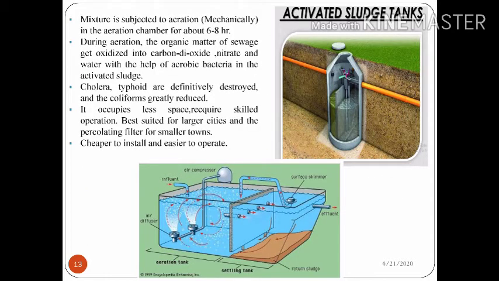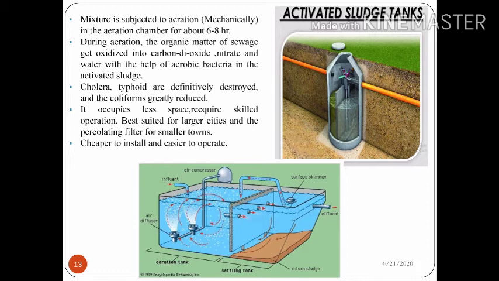The mixture is subjected to aeration in the aeration chamber for about 6 to 8 hours. The aeration is accompanied either by mechanical agitation or by forcing compressed air continuously from the bottom of the aeration tank. This latter method, pushing the air from the bottom, is also called diffuse aeration and is considered to be the best method of aeration. During the process of aeration, the organic matter of the sewage gets oxidized into carbon dioxide, nitrates, and water with the help of aerobic bacteria in the activated sludge.